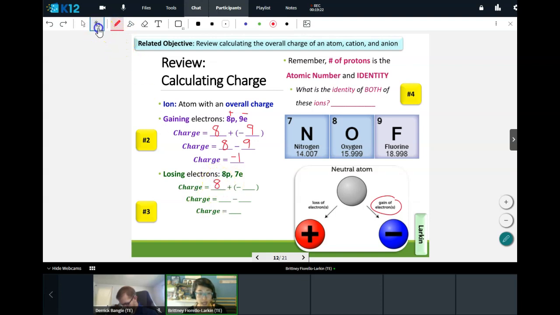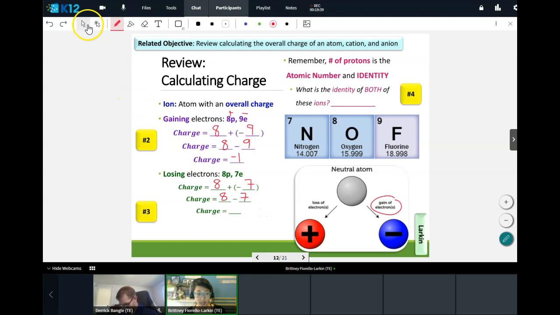And then right here, 7 electrons. Would that be positive or negative 7? Yes, electrons are negative. So one more time, that's a -7. So again, adding a negative is the same as subtraction. So this is the same as saying 8 minus 7.